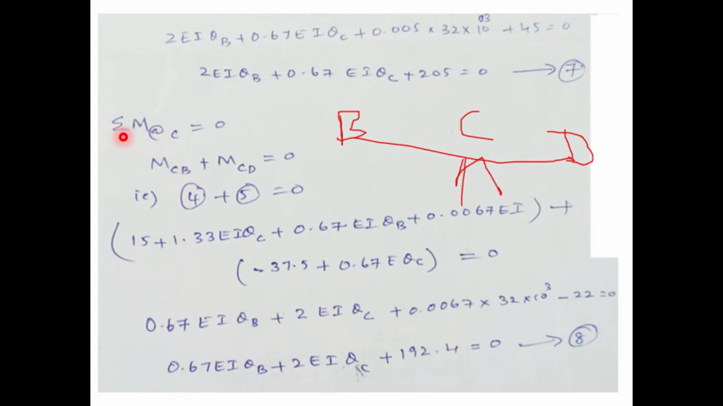Summation of moment at junction C is equal to 0. That is MCB plus MCD is equal to 0. So MCB is the fourth equation and MCD is the fifth equation. By adding the fourth and fifth equations and equating to 0, we can simplify: 0.67 EI theta B plus 2 EI theta C plus 192.4 is equal to 0. This is your eighth equation.